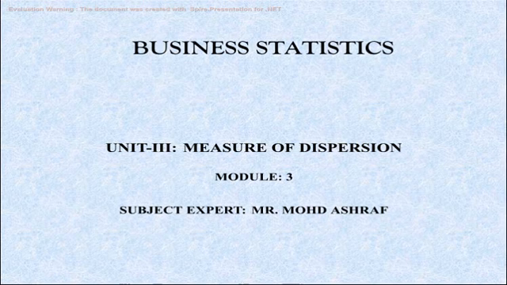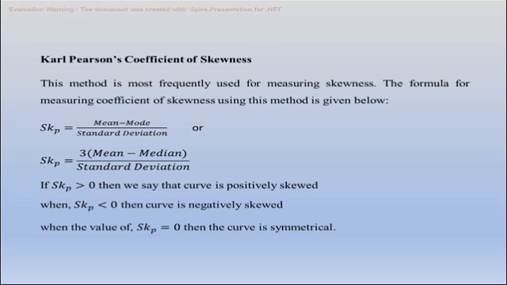In order to study the extent of asymmetry and direction in a series, various measures of skewness are employed. These measures of skewness can be both absolute and relative. In this lecture, I will explain three important relative measures of skewness. The first relative measure of skewness is called Pearson's coefficient of skewness, which is most frequently used for measuring skewness.